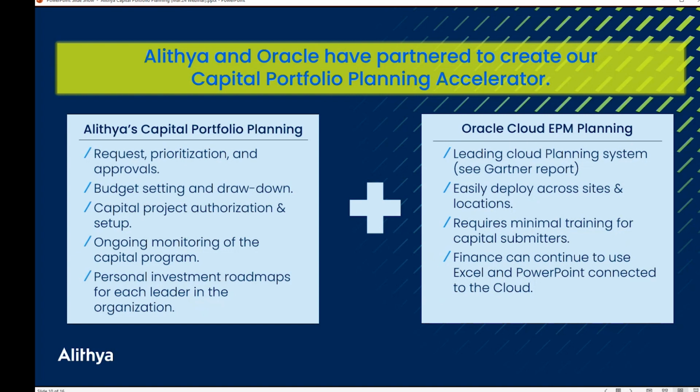So Oracle Cloud EPM is the leading cloud planning system, and where we get a lot of value from a capital programming perspective is that it's cloud deployed. It's easy to deploy across many sites into your different locations. So if you have a lot of facilities or sites where there might be leaders that need to manage a capital investment roadmap and ask for funds, it's very easy to stand the solution up and deploy it to those sites so people can access it on their laptops or on tablets or phones.